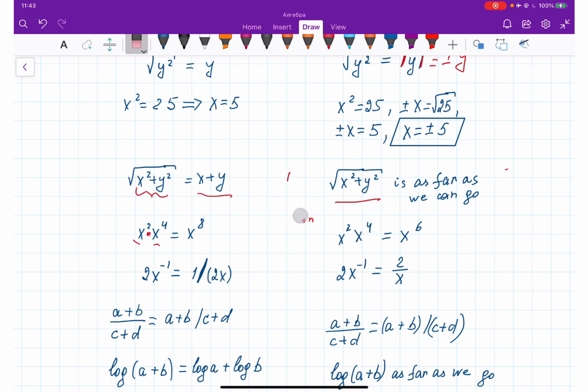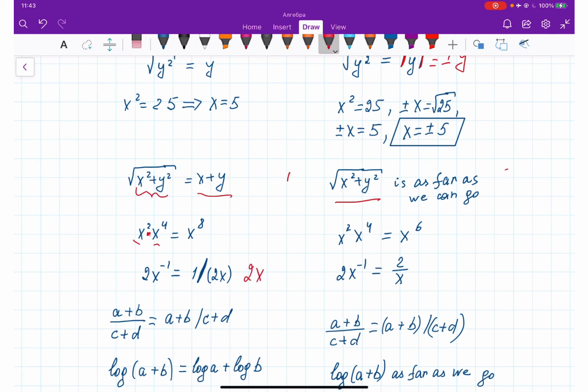Next one. 2x to power negative 1. A lot of people make again a similar mistake. X goes to denominator. They put it as 1 over 2x. It's absolutely wrong. 2 times, let me show you.